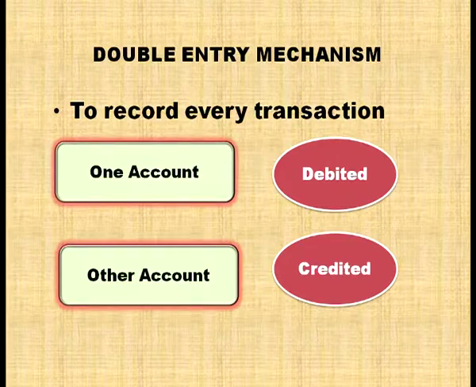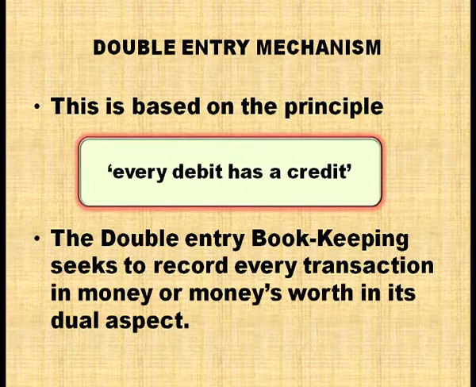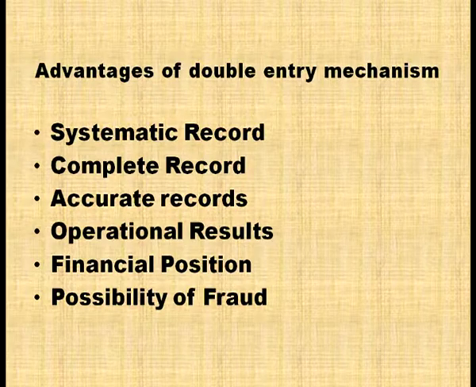So, in double entry mechanism, to record every transaction, one account is debited and the other account is credited. This is based on the principle every debit has a credit. Double entry bookkeeping seeks to record every transaction in money or money's worth in its dual aspect. Advantages of double entry mechanism is systematic record. Complete record of the transaction is possible with the help of double entry system. And we can record everything in an accurate manner.